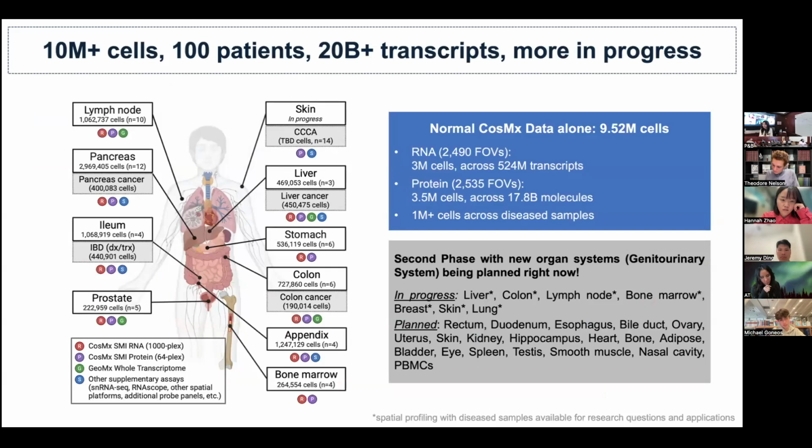So it's been a couple of years since we developed this project. Two years into the project, we have more than 10 million cells across 100 patients and 20 billion transcripts. And after this talk, we keep generating more data sets. And these are some of the first 10 organs that we have been focused on, along with some of the organs having disease sets as well, to really demonstrate the power of having a good reference data set.